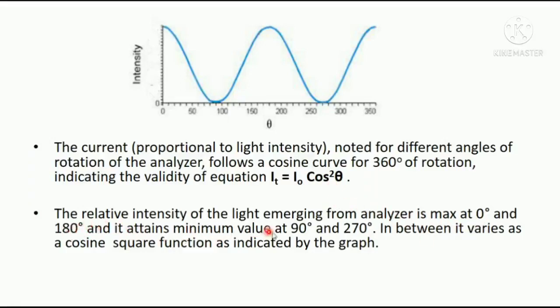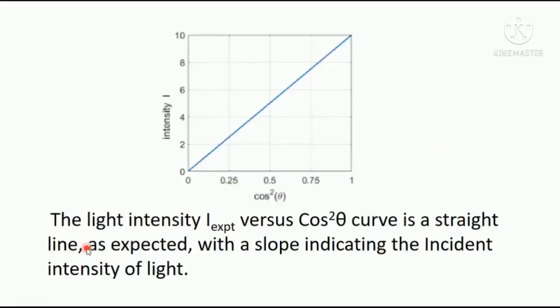So the relative intensity of the light emerging from the analyzer becomes maximum at 0 degrees and 180 degrees, whereas minimum at 90 degrees and 270 degrees. If we plot the experimental intensity versus cos squared theta, it gives us a straight line as expected, with the slope indicating the incident intensity of light.